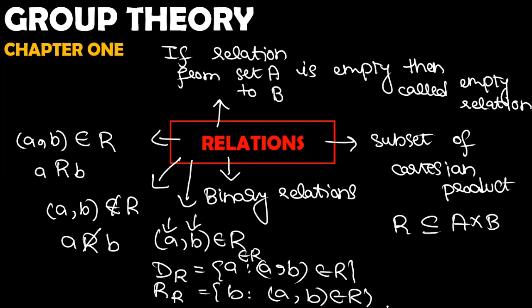Very important, right? Now you can take the complement of a relation. If you have a relation R, A cross B is the Cartesian product, and you subtract R from it, then you get the complement of the relation.